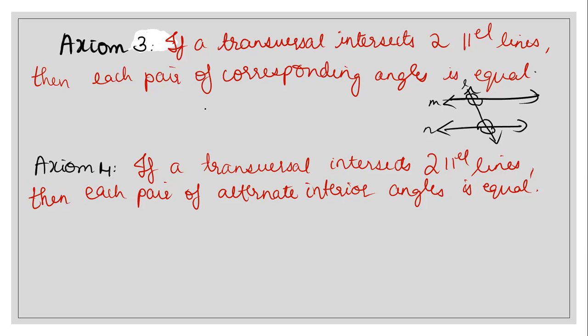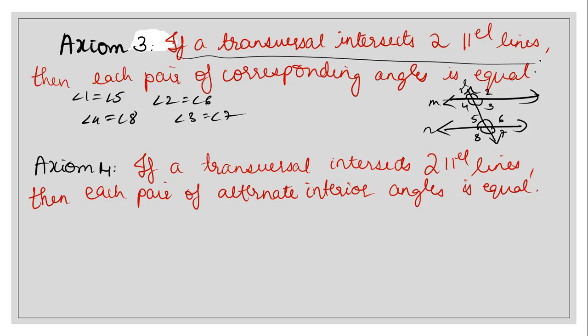Hope it's clear. So by the way, let me just tell you what these are, since you just now learned what corresponding angles are. If a transversal intersects two parallel lines, then each pair of corresponding angles is equal. That means angle 1 will be equal to angle 5, angle 4 will be equal to angle 8, angle 2 will be equal to angle 6, and angle 3 is equal to angle 7. If a transversal intersects two parallel lines, then each of these are equal to each other.